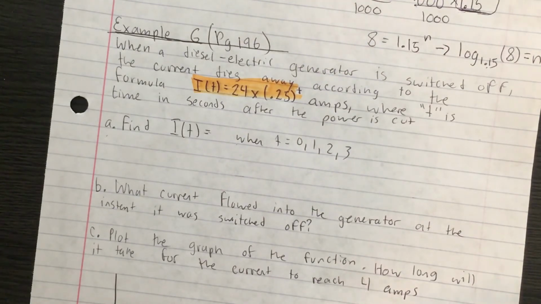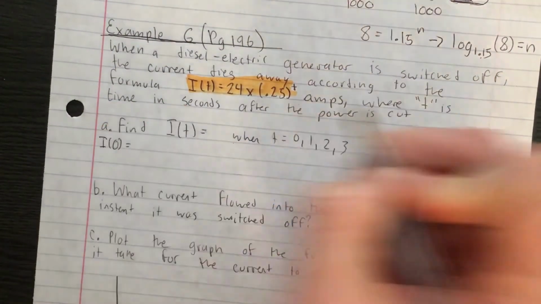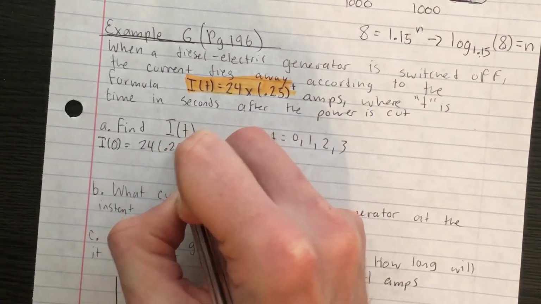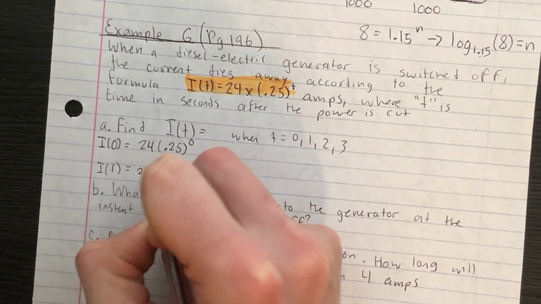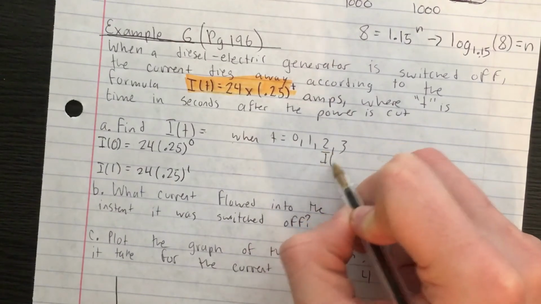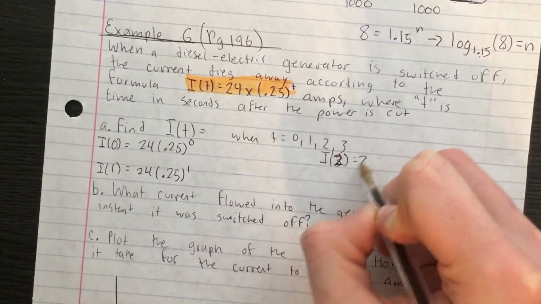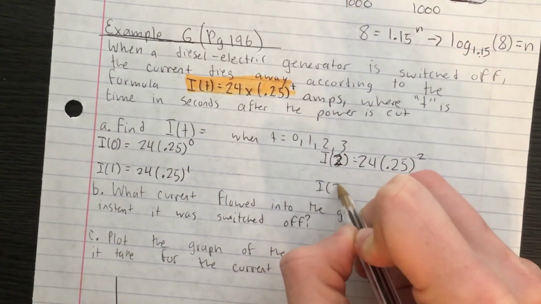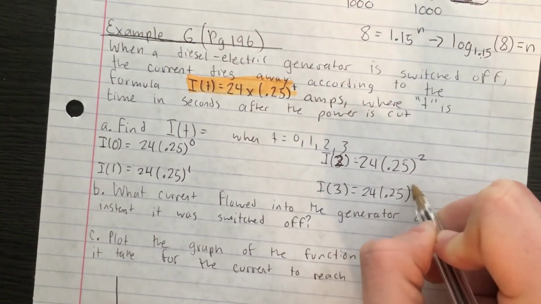And so looking at this, we've got I of 0 equals 24 times 0.25 to the 0. We've got I of 1 equals 24 times 0.25 to the first. We've got I of 2, I guess I should have done 2 first, excuse me: 24 times 0.25 squared. And then we've got I of 3 equals 24 times 0.25 cubed.